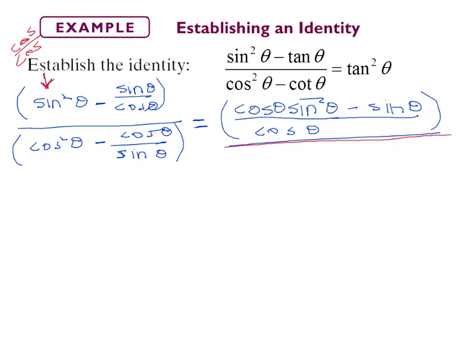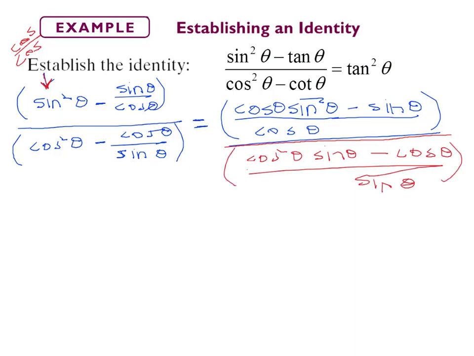So in the denominator, it would be cosine squared theta times sine theta. Right. Over, oh wait, no, it would be minus cosine over sine theta. Good. Does everybody see how I get this? All I did is multiply this by sine over sine, right? Okay, good.